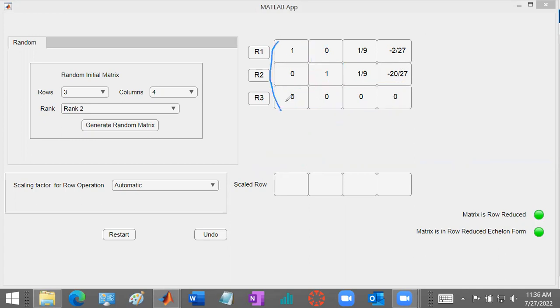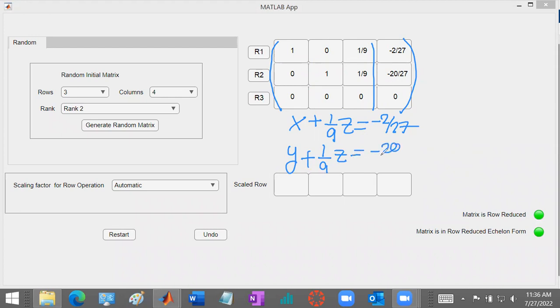So like I said earlier, if we were trying to solve a system of equations where these are the x, y, z columns, then what would this be? This would be x plus 1/9 z is equal to -2 over 27. And then also y plus 1/9 z, that's the second row, is -20 over 27. And then what would the solution vector containing x, y, z be?